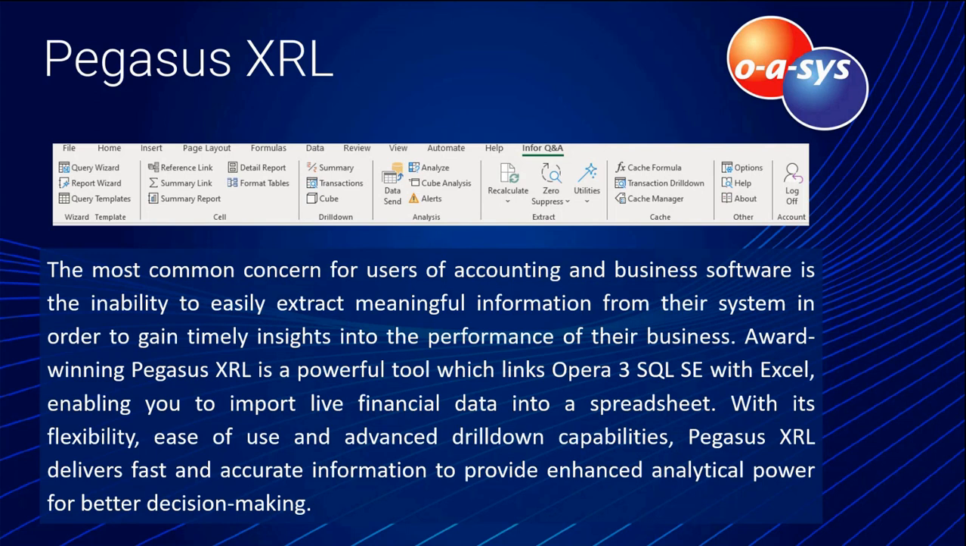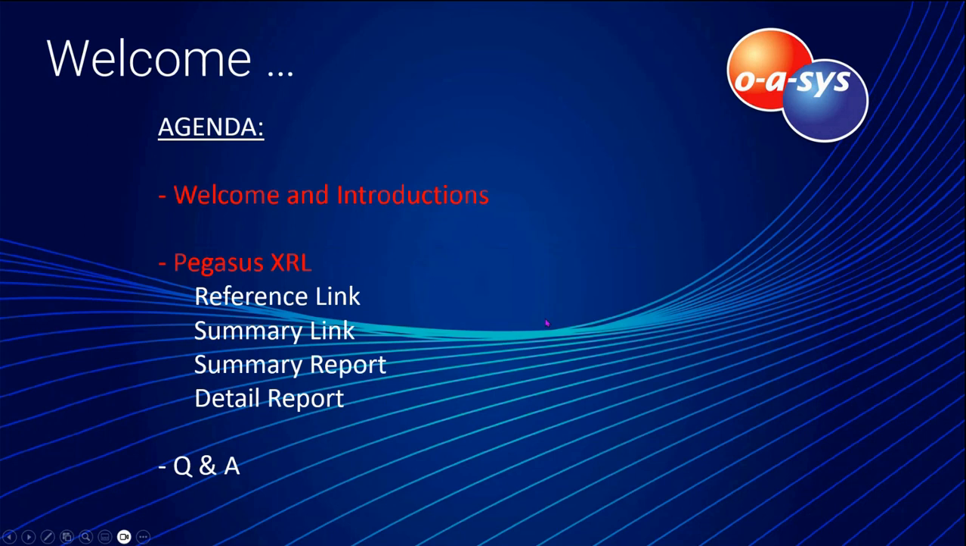At this point in time, I think it's also worth mentioning that although I only said Opera 3 in there, this menu structure is exactly the same when you link your Pegasus XRL to your CIS product, either CIS version 4 or CIS version 5, because the functionality behind it sits exactly the same. So that was the XRL bit as an introduction.